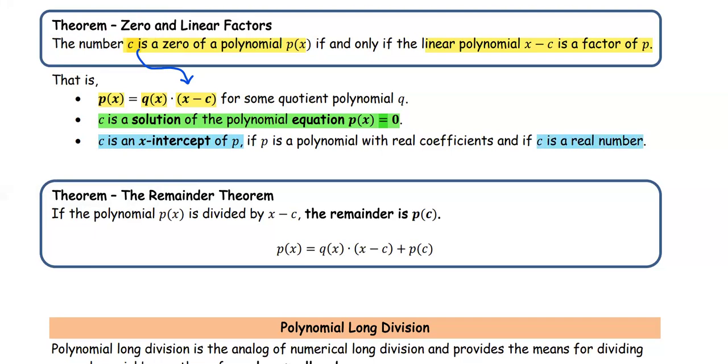That brings us to the remainder theorem. If the polynomial p(x) is divided by x minus c, the remainder is p(c). So we can see the relationship as the polynomial p(x) equals the quotient q times the factor x minus c plus p(c), which is the remainder.